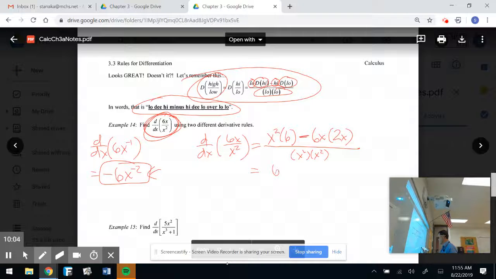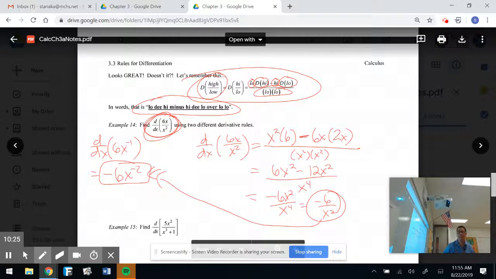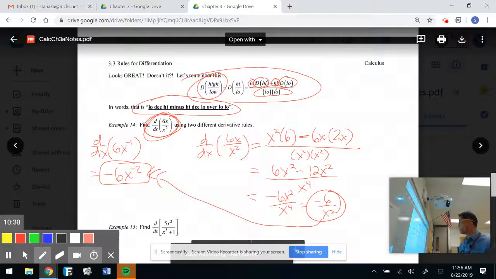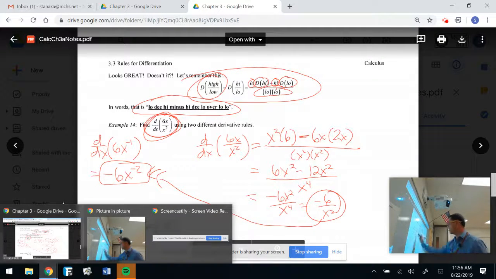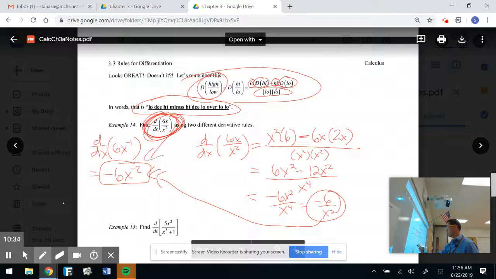Let's check this out. We get 6x squared minus 12x squared all over low, which would be x to the fourth. What does that give me? Well, that gives me a negative 6x squared over x to the fourth. Oh no way. Negative 6 over x squared. Oh, that's the same thing. Crazy. And yes, you're correct. If I ever gave this to you on a test, you better always do it the shortcut way.